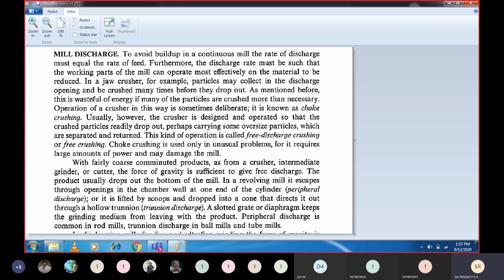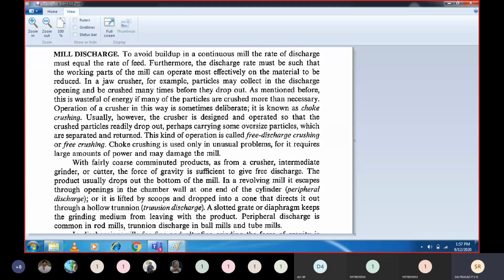Peripheral discharge is common in the case of a rod mill, Trunnion discharge in ball mills and tube mills. So in the rod mill, what did I say? A rod mill will have a big cylinder. Converging part and diverging part are not there. Rods are present. So the crushing will take place only when the rods are rolling over one another. As the size of the particle is less, they come out from the peripheral discharge. On the other hand, in a ball mill we keep a conical grate so that it prevents the grinding medium, but through the Trunnion the material will be discharged.